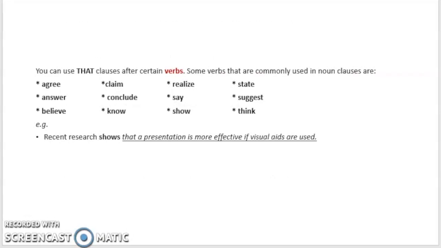These verbs are commonly used with noun clauses beginning with that. Agree, answer, believe, claim, conclude, know, realize, say, show, state, suggest, and think. Let's have a look at this example. Recent research shows that a presentation is more effective if visual aids are used. In this sentence, that a presentation is more effective if visual aids are used is a noun clause, and we have the noun clause after the verb show. You can use noun clauses after many verbs, but these are the verbs that are most commonly used before noun clauses.